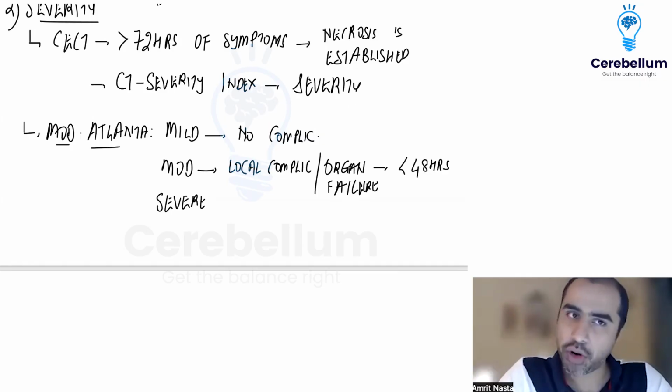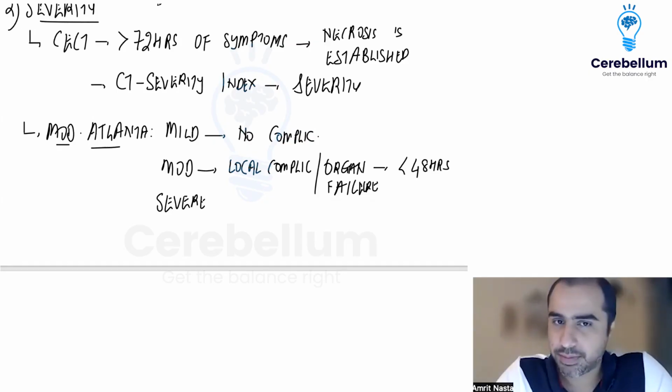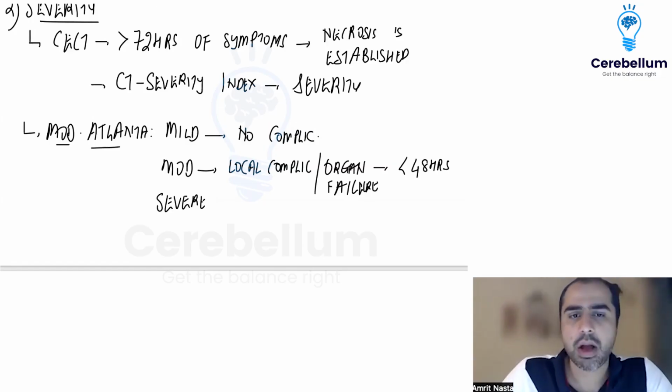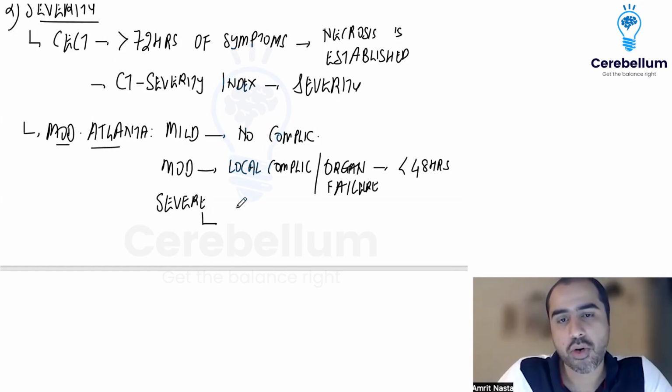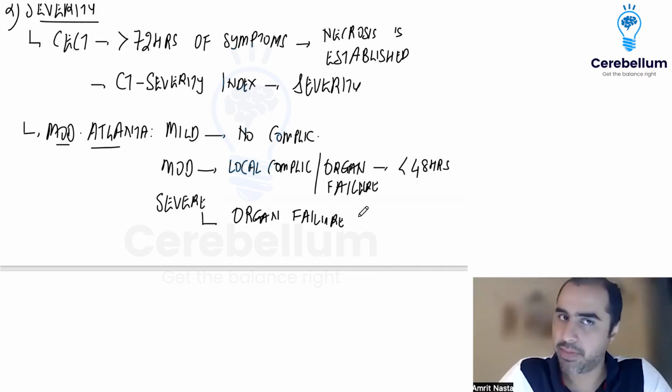Means within 2 days of treatment, the renal function should become normal. Okay, the renal function should become normal. And to say severe pancreatitis, he should have an organ failure which persists for more than 48 hours. So despite treatment, if his kidneys have still failed, they have not become okay, that means he has severe acute pancreatitis. Right?